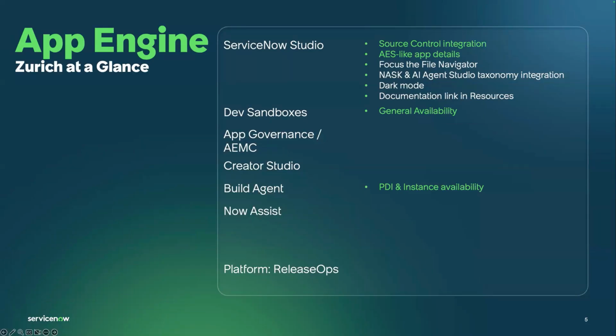We're going to be talking about Dev Sandboxes, which is a net new capability that I personally am excited about because it is one of my products. We'll talk about app governance, App Engine Management Center, Creator Studio, and Build Agent. Build Agent is a new capability that we have just released on PDIs and for your own instances as a trial. That's another piece that we're going to talk about and also demo for you today. And then we'll talk about our ReleaseOps capability, which is actually a platform capability. It's not explicitly underneath App Engine, but it is a capability that we're very excited about and was released in our Zurich Store 1 release.